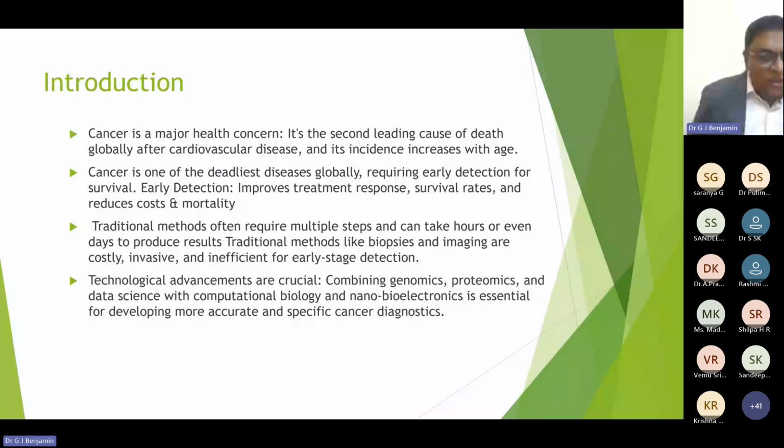The traditional methods often require multiple steps and can take hours or even days to produce results. The traditional methods like biopsy and imaging are costly, invasive, and inefficient for early detection of cancer. The technological advancements are crucial. Combining genomics, proteomics, data science with computational biology and bioelectronics is essential for developing more accurate and specific cancer diagnosis.